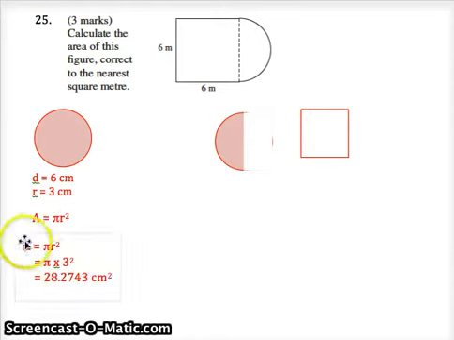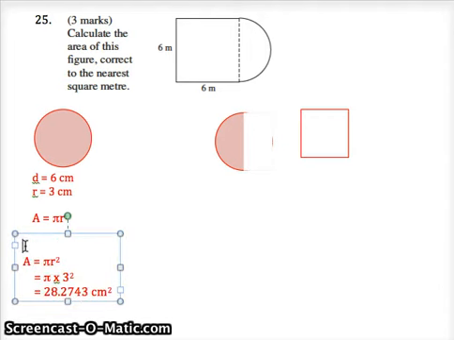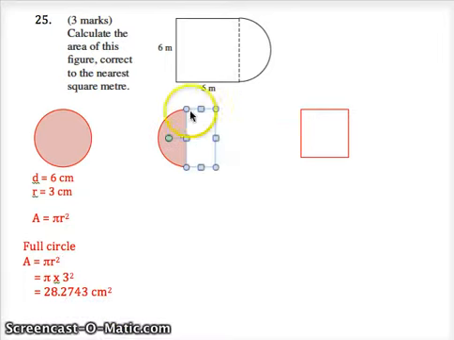So we've got our full circle, and we've got area equals pi r squared. I'm just writing here, full circle. Area equals pi r squared, which is pi times 3 squared, because that's the radius. And the answer we get when we put it into the calculator is 28.2743.